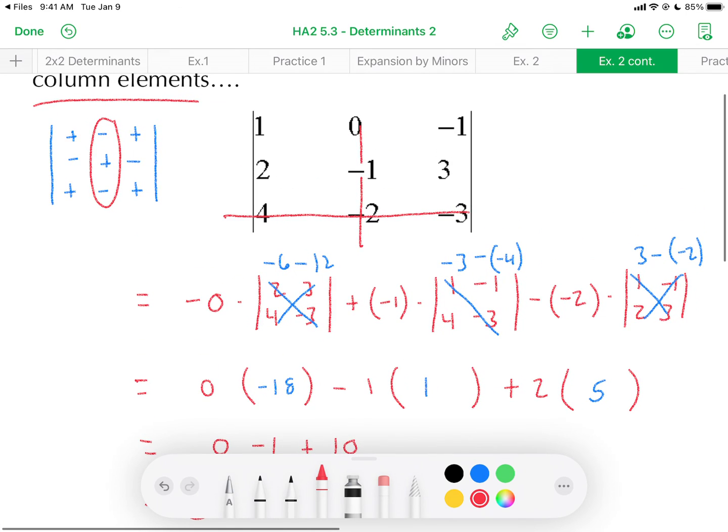If I asked you to do it with like the third row, think you could?